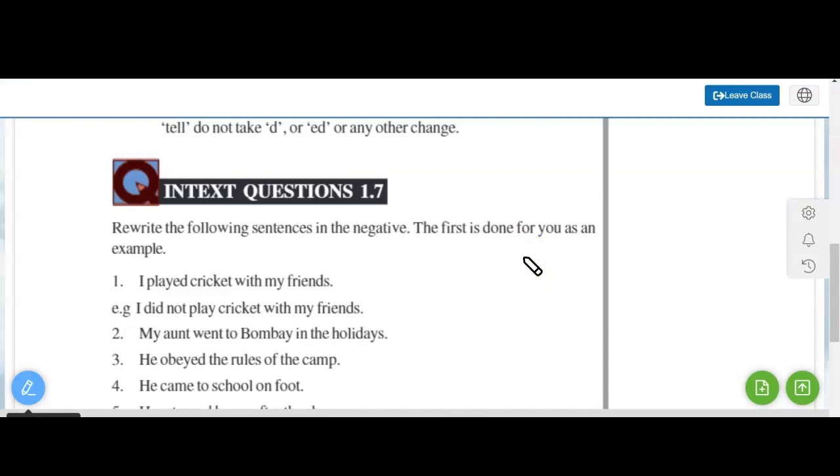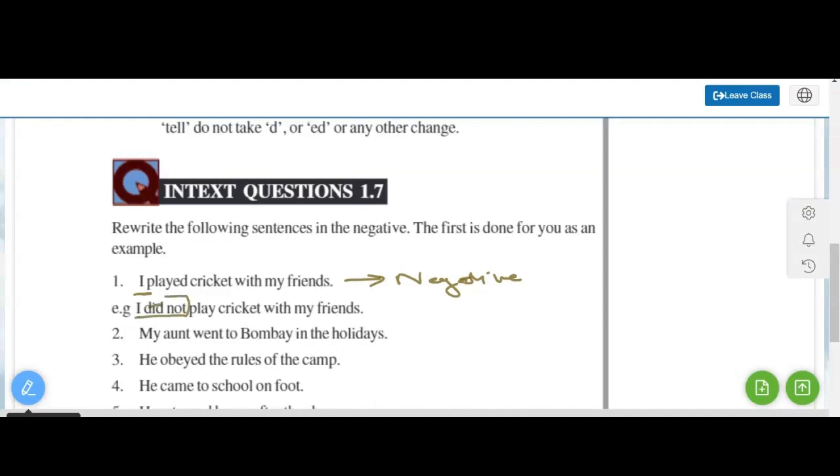the first one. I played cricket with my friends. So it is a sentence. The subject, I played cricket with my friends. We have to convert it to negative sentence. Okay, so we have to say I played cricket is the sentence. We have to say I did not play.